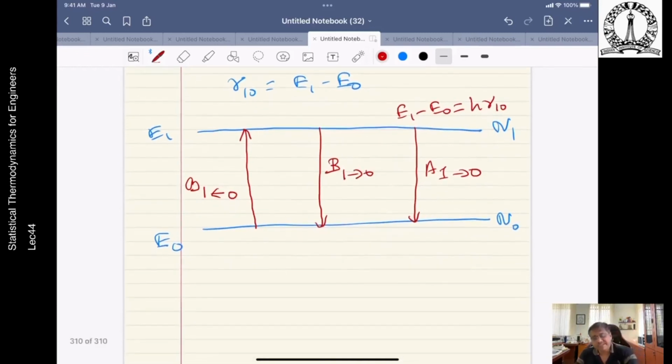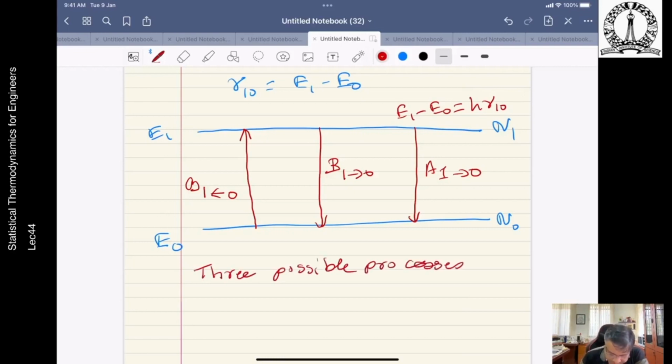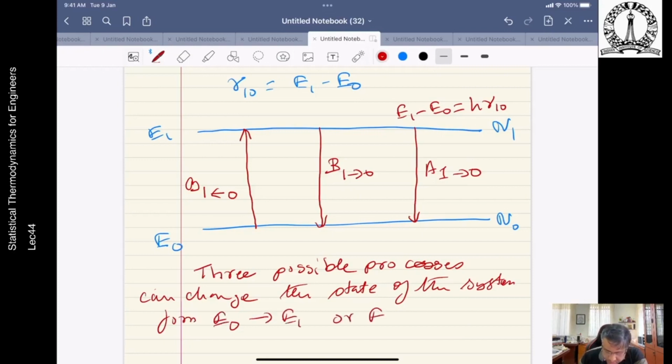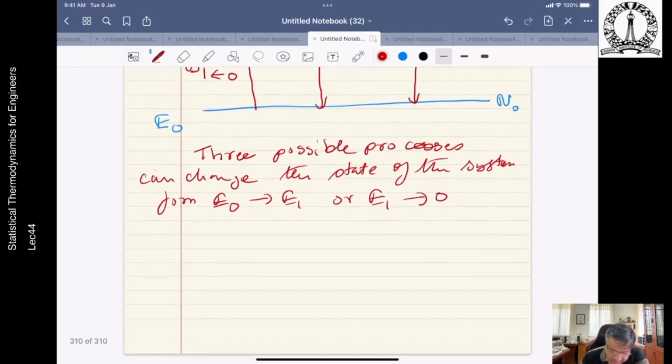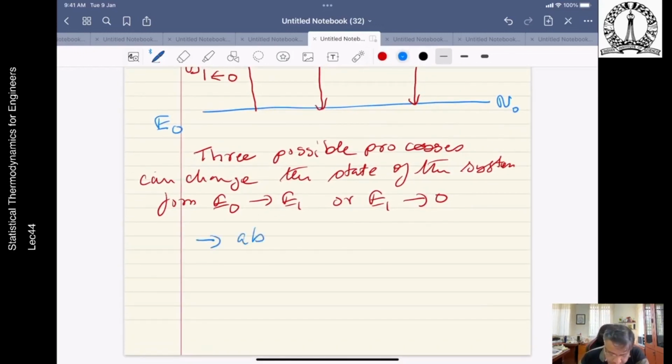So there are three possible processes that can change the state of the system from E0 to E1 or from E1 to E0. These processes are absorption, something called spontaneous emission, and then something called stimulated emission.